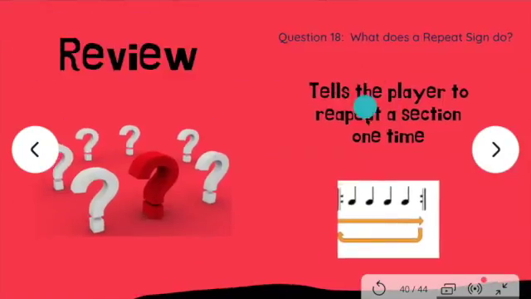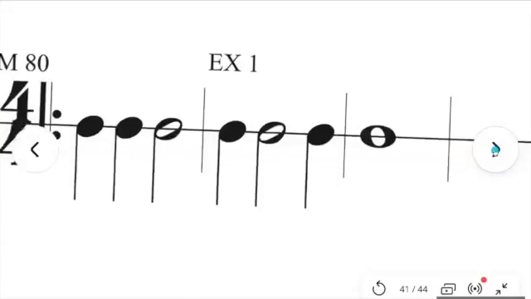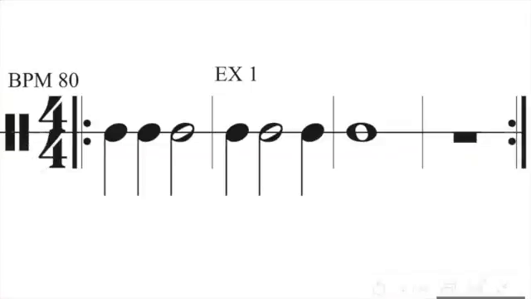Well, a repeat sign tells a player to repeat a section 1 time. So we see those double dots. We see the double dots. Oh, that means we repeat again. So those are our 18 questions.